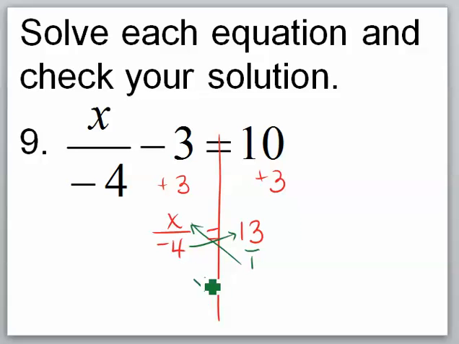1 times x is x. 4 times 13 is 52. A negative times a positive is a negative.